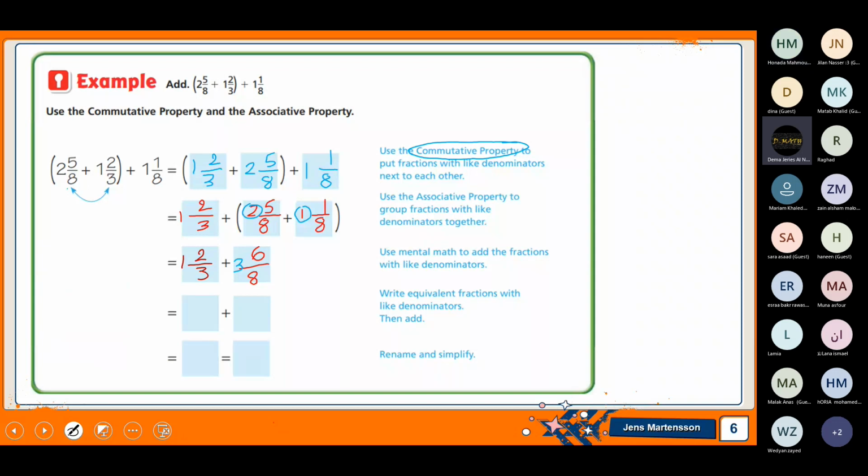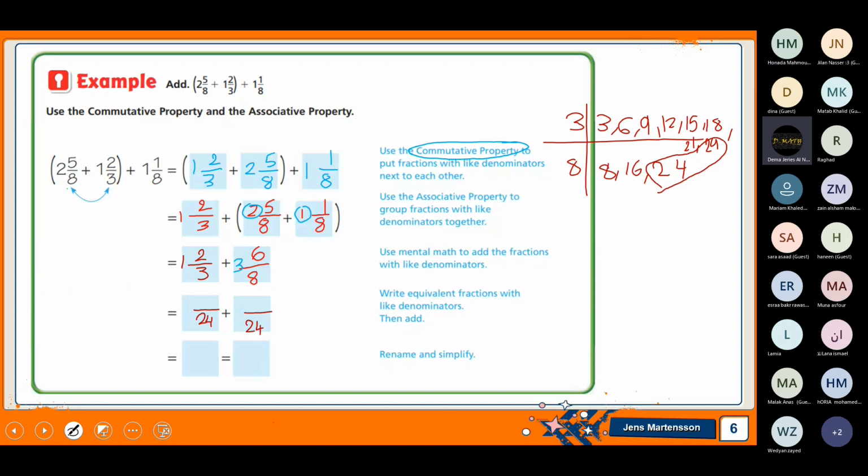Now let's see here. 3 and 8. 3 times 1 is 3. 3 times 2 equals 6. 3 times 3 equals 9. 3 times 4 equals 12. 3 times 5 equals 15. 6, 18, 21, 24. And 8, 16, 24. So what is the common multiple? 24. So down here is 24 and down here is 24.